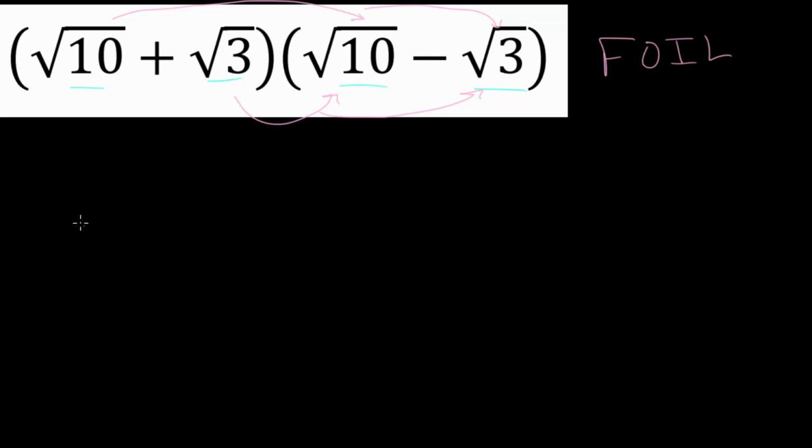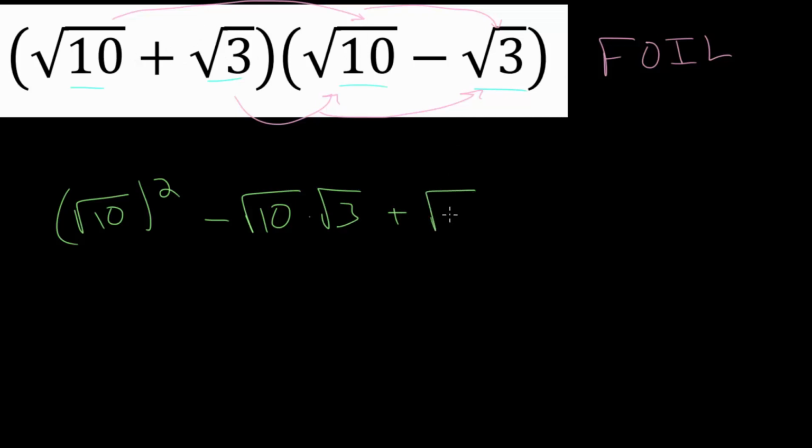We multiply root 10 by root 10, or we are squaring that. And then we do root 10 multiplied by minus root 3. So let's just write that out. And then we do plus root 10 multiplied by root 3. So these middle terms here will actually cancel each other out, since you might notice that this is really a difference of two squares. But if you don't notice that, that's okay. We can just carry out the multiplication.